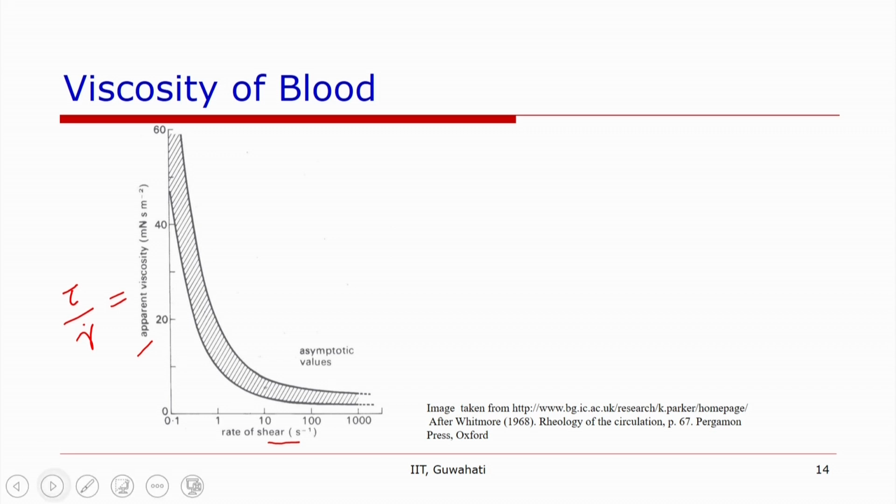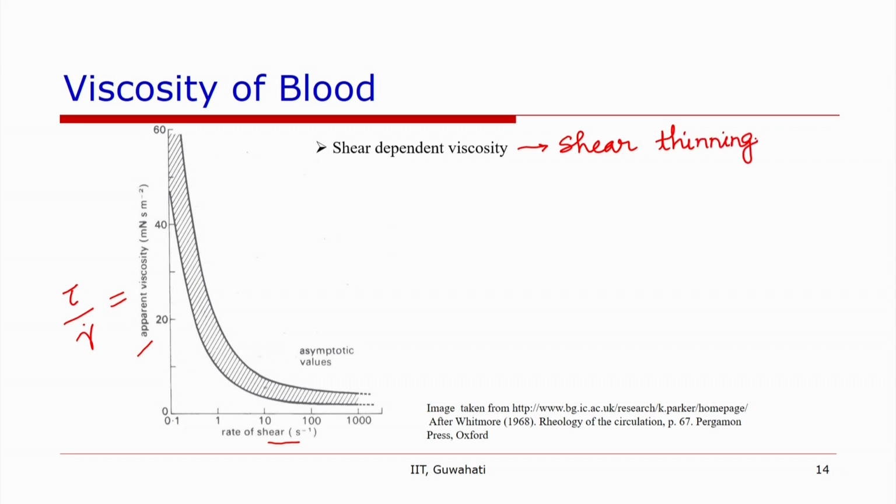You might notice here that this is not constant. The viscosity of the blood is not constant with change in the rate of shear. So the viscosity is shear dependent, and you can also notice that as the shear rate increases, the viscosity decreases. This behavior, if you remember from the previous lecture, is known as shear thinning behavior. With the increase in the shear rate, the viscosity of blood is decreasing.